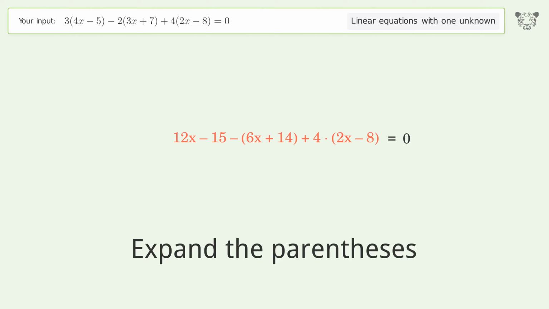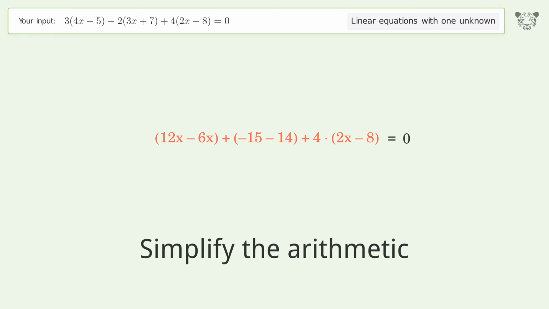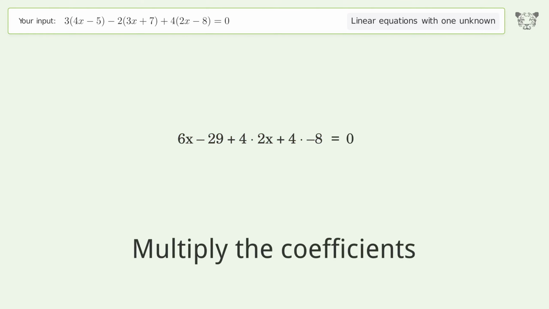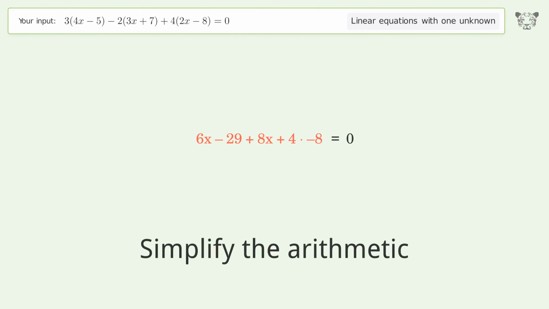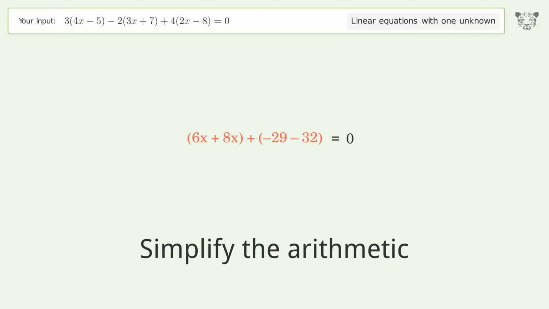Expand the parentheses. Group like terms. Simplify the arithmetic. Expand the parentheses. Multiply the coefficients. Simplify the arithmetic. Group like terms. Simplify the arithmetic.